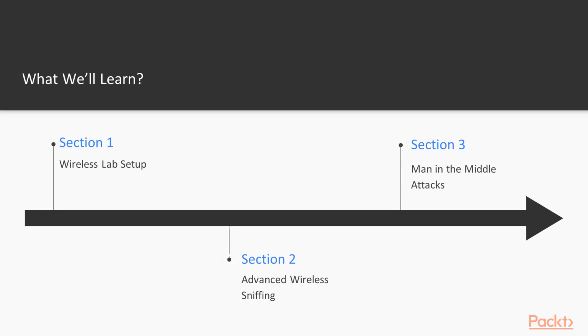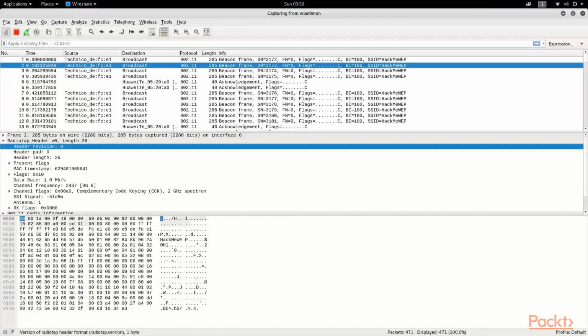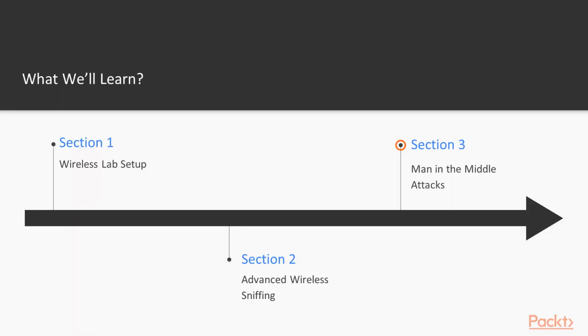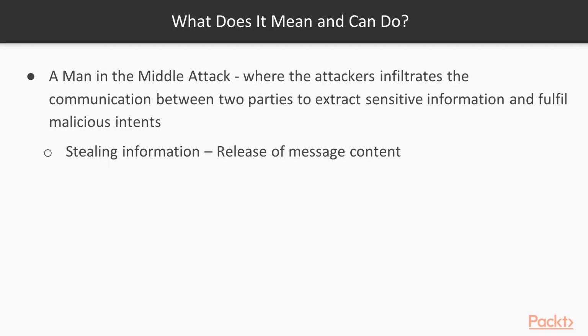And then in section 2 we will be learning more about wireless sniffing in itself, how to sniff the wireless packets and what kind of information you can extract after getting connected to a wireless network. And section 3 is more about man-in-the-middle attacks, which primarily focuses on performing an ARP spoof attack or any kind of man-in-the-middle attacks that are potentially possible.